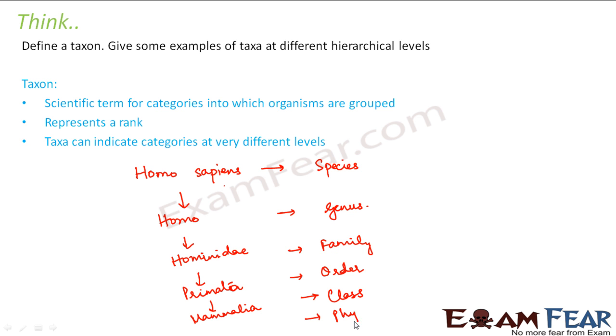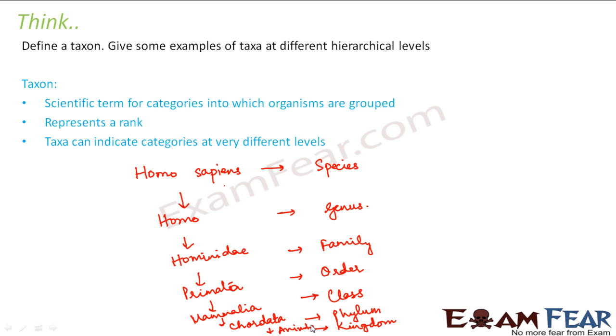Next is phylum. They all belong to the phylum Chordata. That means they are the chordates. Chordates are the ones who have a notochord. The presence of a notochord makes them fall under the category of chordates. And which kingdom do they belong to? Obviously, they belong to the Animalia kingdom.